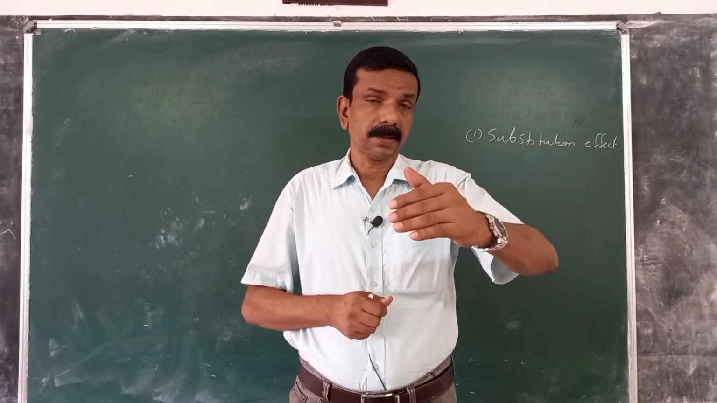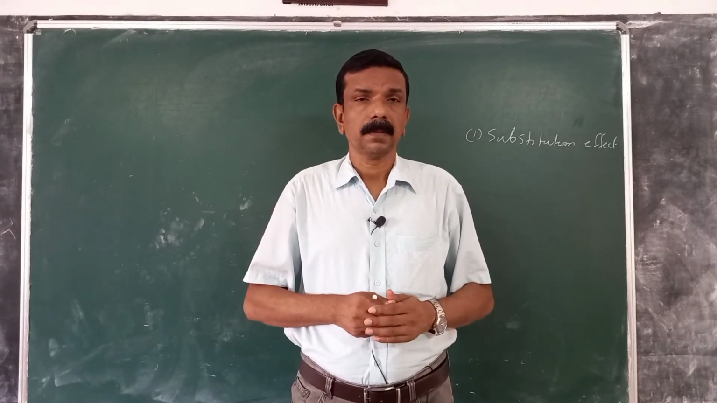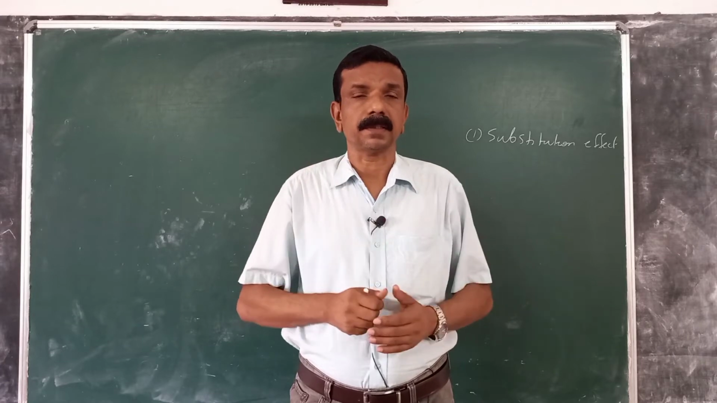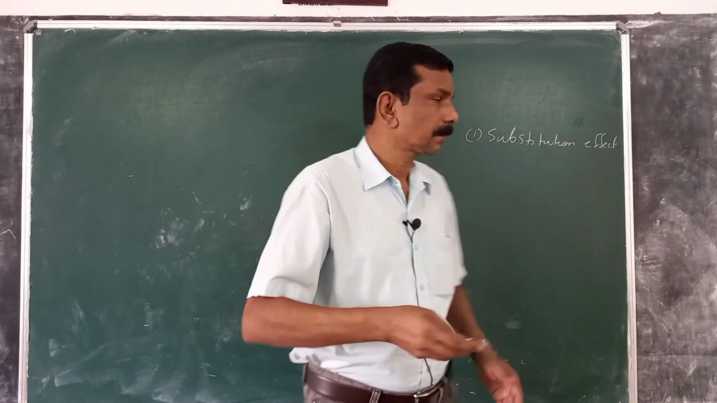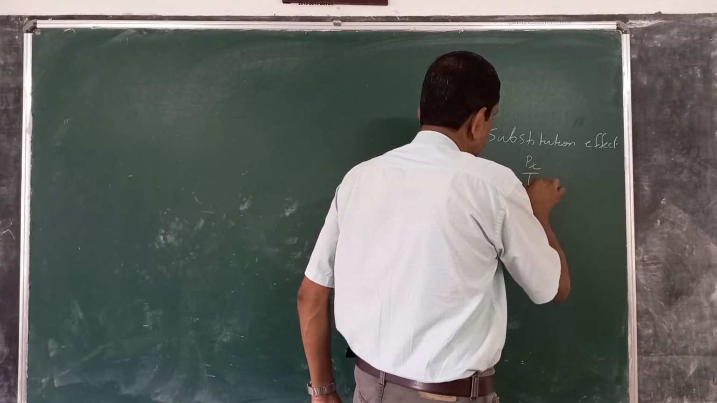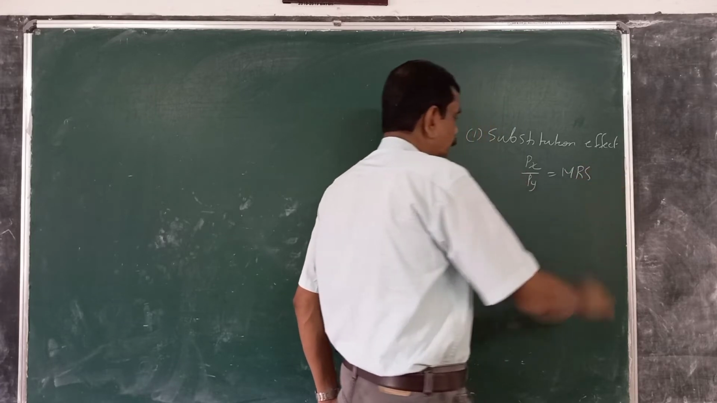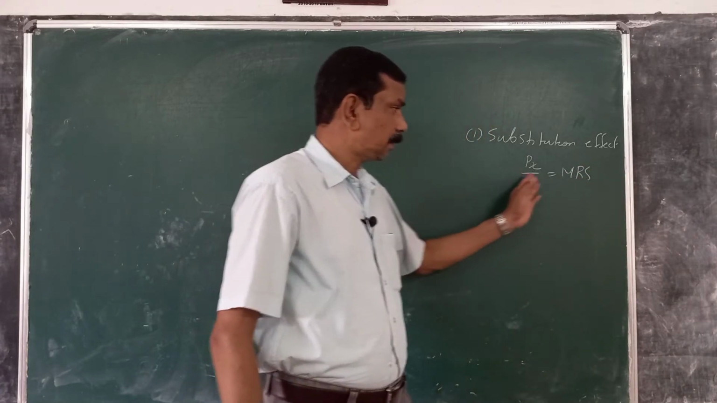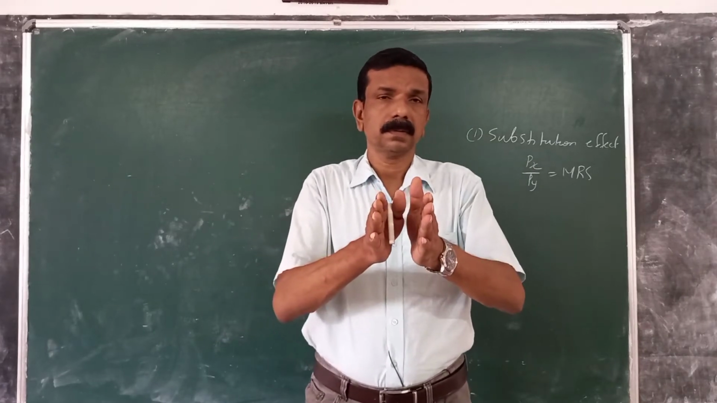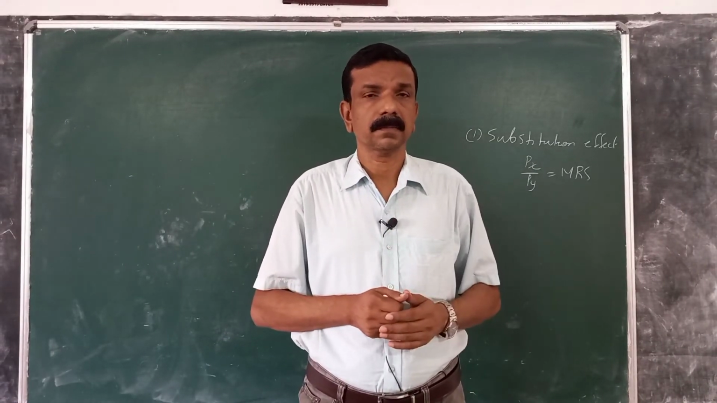And even if the individual stays on the same indifference curve, even if the level of utility remains constant, the consumption patterns will be different, because when the price of one commodity changes, Px by Py changes, and equilibrium requires that MRS also changes. So, we have a different position on the same indifference curve.